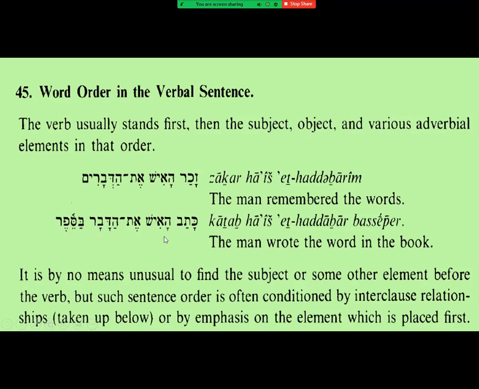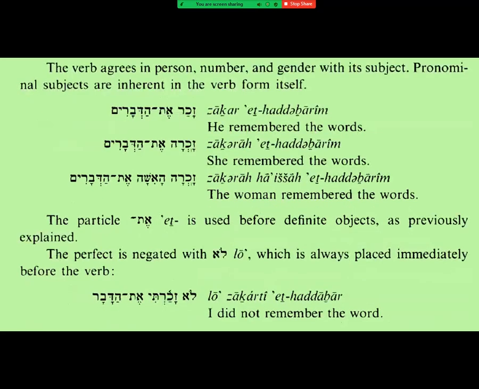It's by no means unusual to find the subject or some other element before the verb, but normally that's shown to show condition or interclause relationship. If they're trying to accentuate something specific, whatever, but normally it's not. Normally it's in this order. Okay, here's other examples. The verb agrees in person, number, and gender with the subject. Pronominal subjects are inherent to the verb.